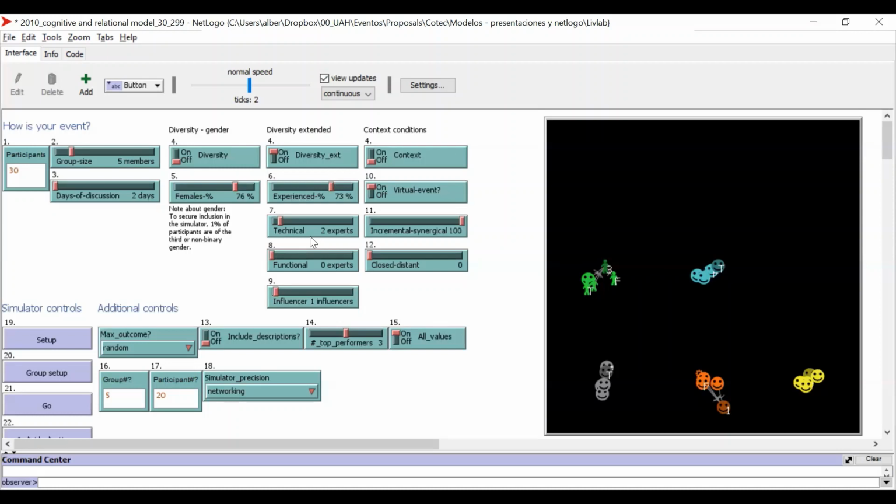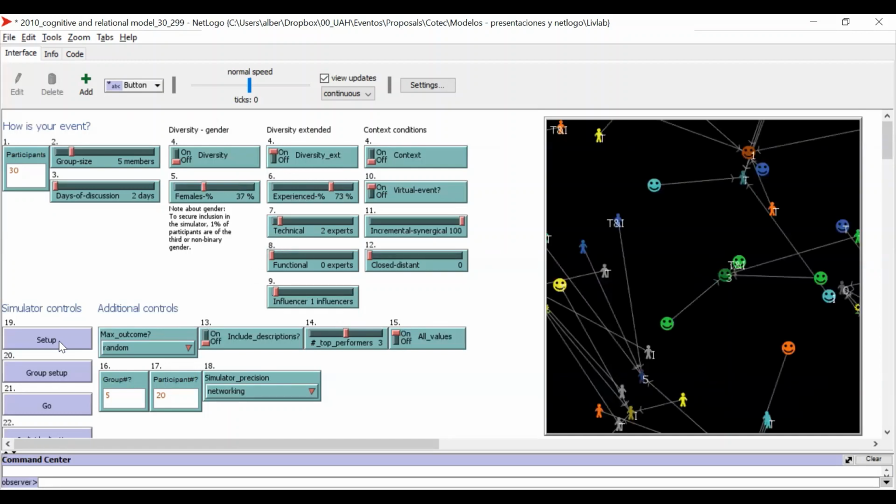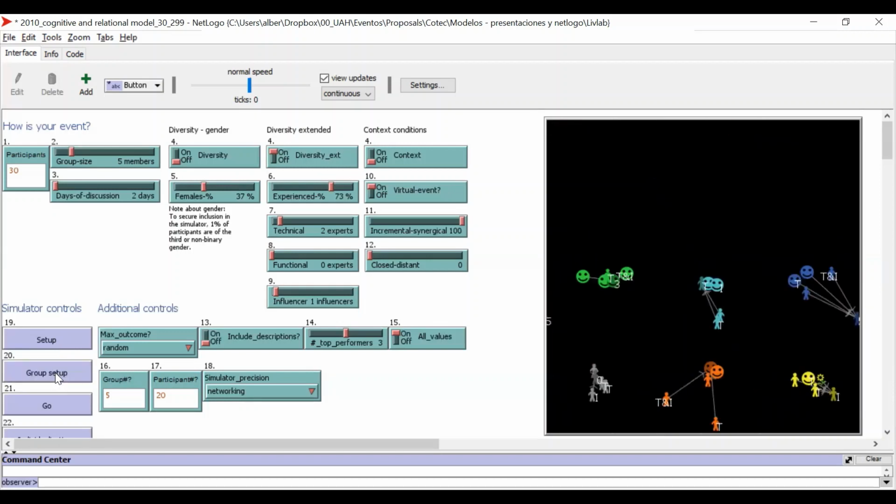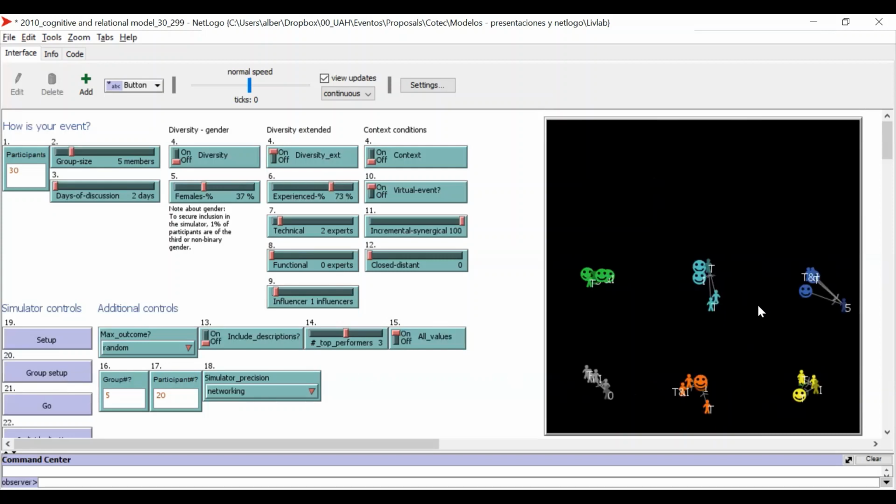With the diversity extended block, we want to test things that are related to how we group participants in a collaborative event, to understand if that produces any type of differences in the final outcomes of the event. Now, with all that said, we click setup, we group the participants. Again, it is not needed, but probably helps us understand who is with whom.